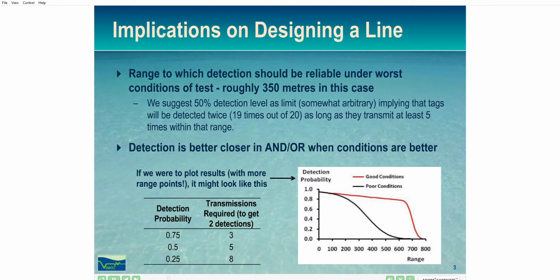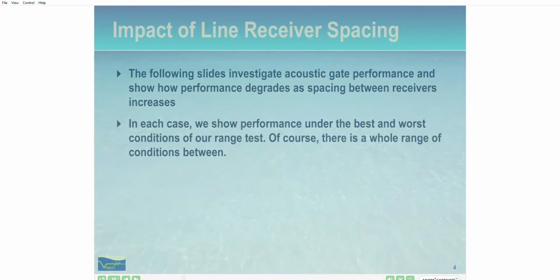This is a general plot shape of most range test data. When designing a solid or non-leaky gate, the goal should be to space receivers close enough such that tagged fish are detected in almost all conditions as they swim through. In this case, for our example, we would suggest that range to this receiver would be approximately 350 meters when using a limit of 50% detection probability in the worst conditions. 50% means that one of every 2 tagged transmissions are successfully logged by the VR2W.